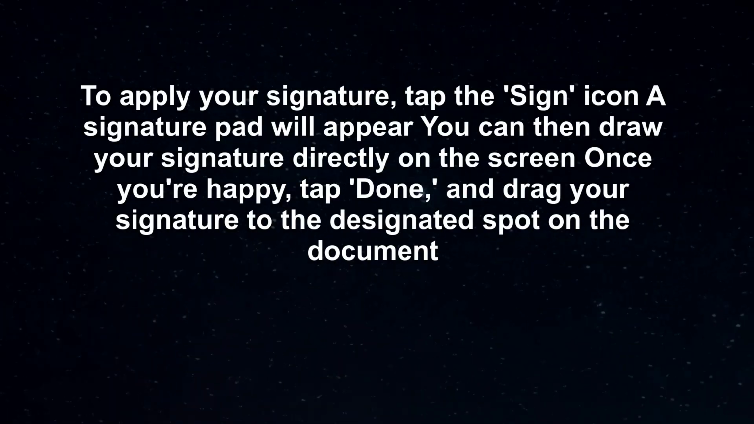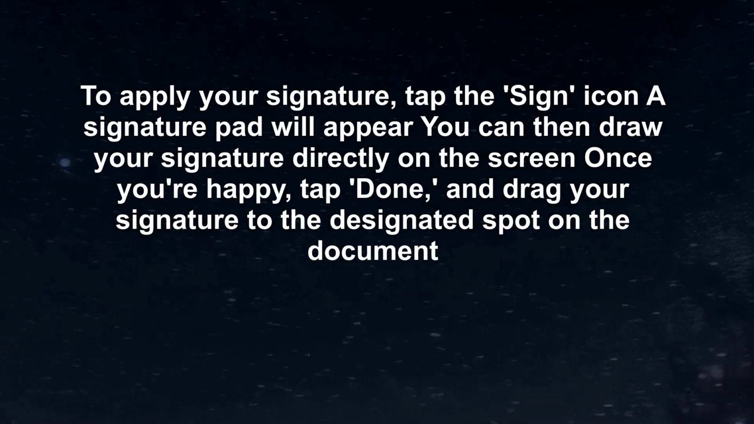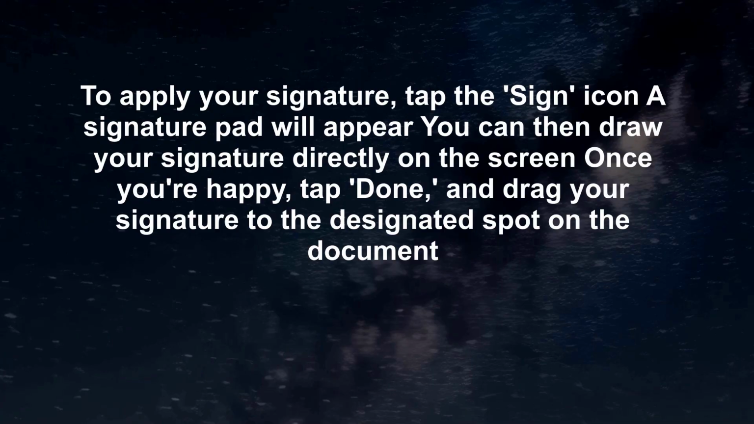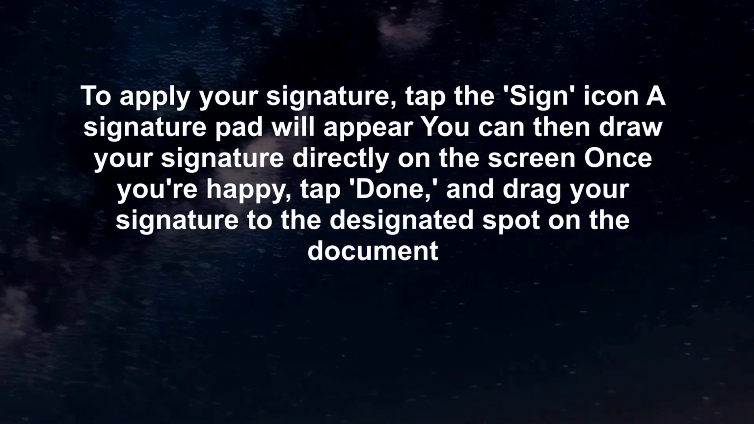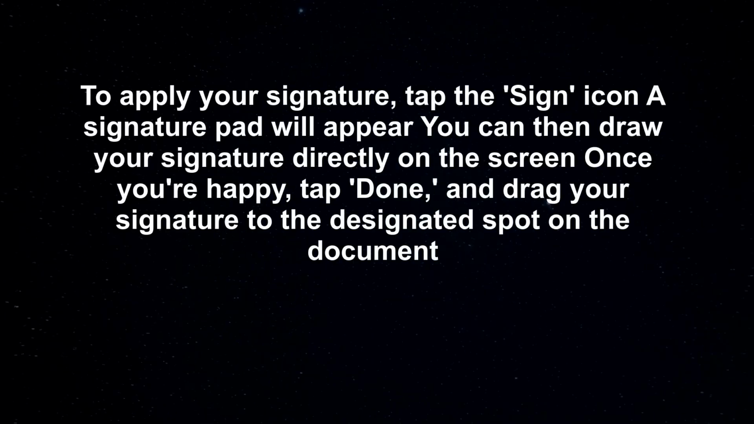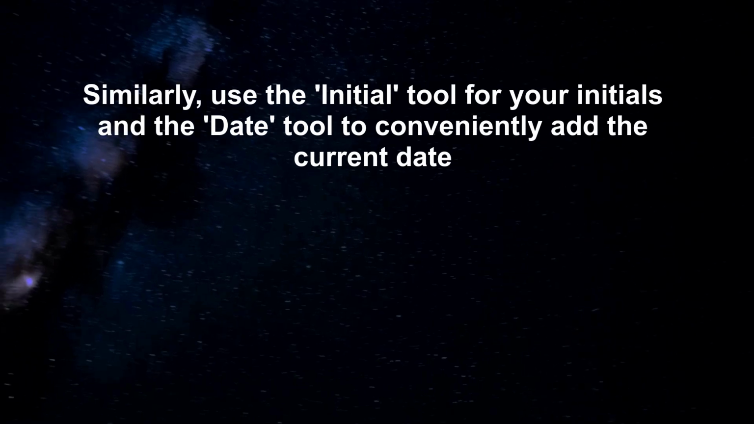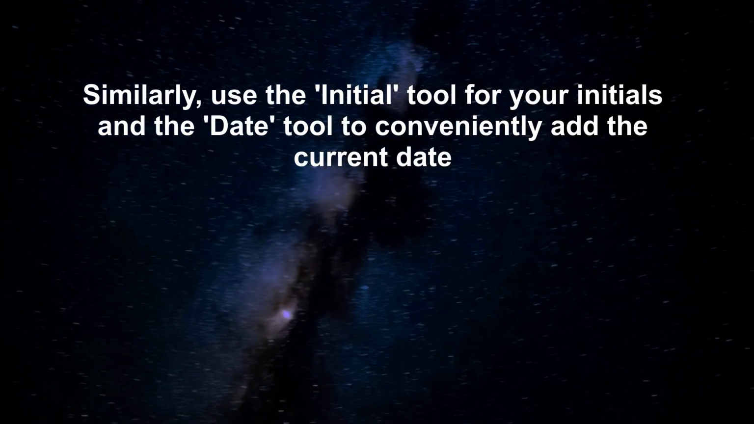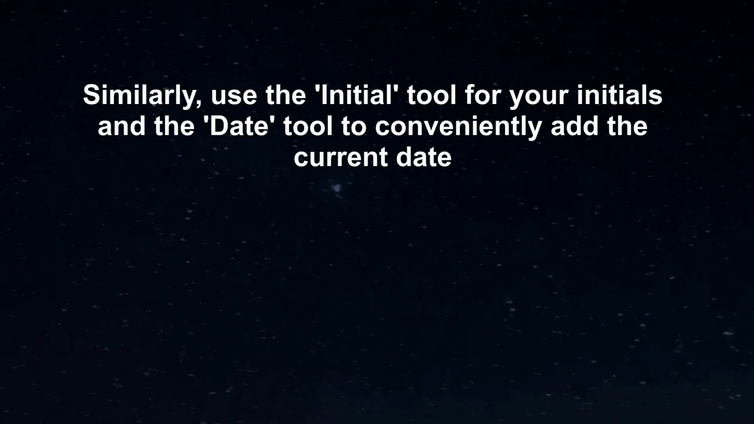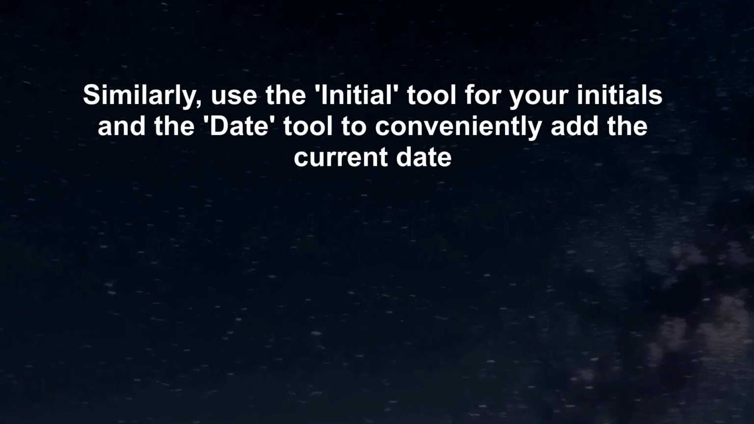To apply your signature, tap the Sign icon. A signature pad will appear. You can then draw your signature directly on the screen. Once you're happy, tap Done, and drag your signature to the designated spot on the document. Similarly, use the Initial tool for your initials and the Date tool to conveniently add the current date.